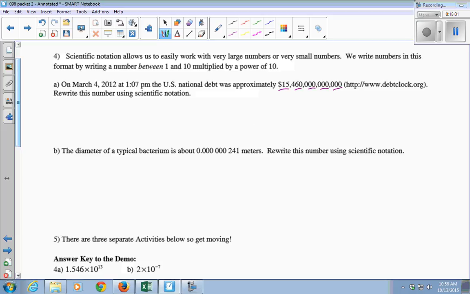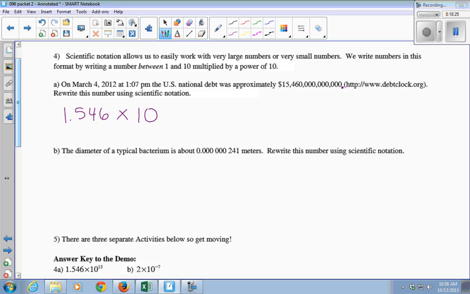So if I were going to write this number, there's a decimal point right here at the end. There's always a decimal point at the end of every number. Move that decimal point to the left until it becomes a number between 1 and 10. So where would I put it? Between the 1 and the 5. So this becomes 1.546.